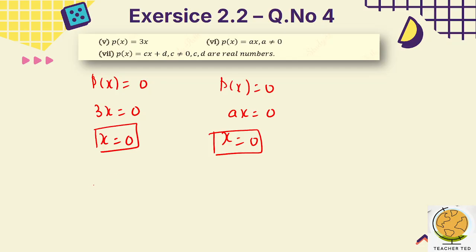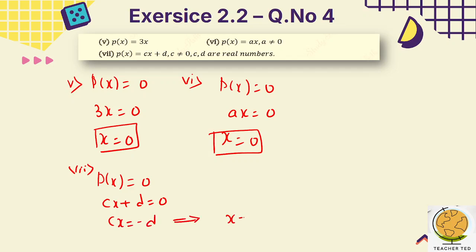The last one, p of x is equal to 0. So this is the fifth problem. This is the sixth one and this is the seventh one in the textbook problem. So cx plus d is equal to 0. Cx is equal to minus d. It becomes x is equal to minus d by c. So minus d by c is a 0 of the given polynomial.